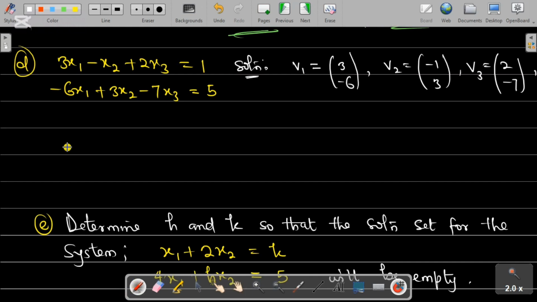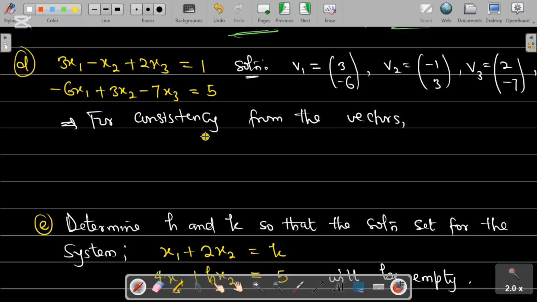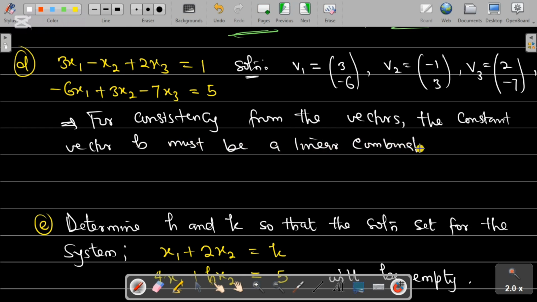So we will just tell them that for consistency to exist from the vectors we got, the constant vector b must be a linear combination of the vectors v1, v2, and v3. So that is enough.